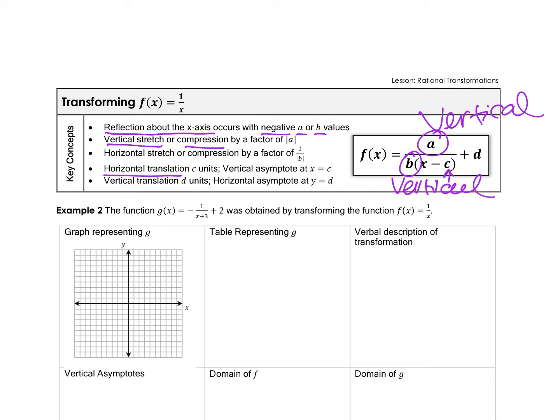Inside the parentheses, if there's a minus, remember it's always the opposite. Also, notice here it says the vertical asymptote is always x equals c, so the opposite of what you're showing in there will be your vertical asymptote. And then the vertical translation is your d on the outside of the fraction. Also, your horizontal asymptote would be y equals d.